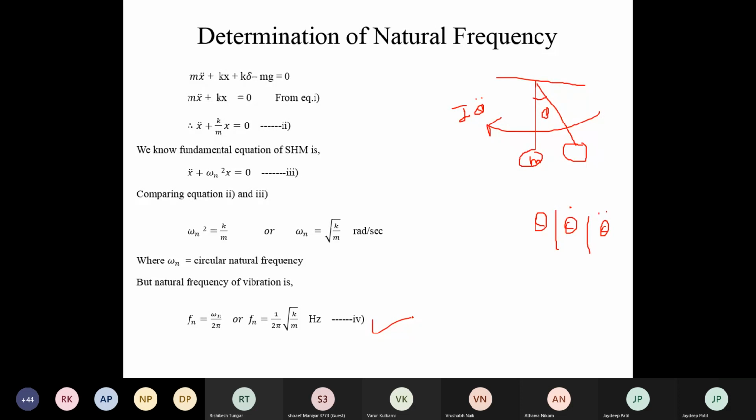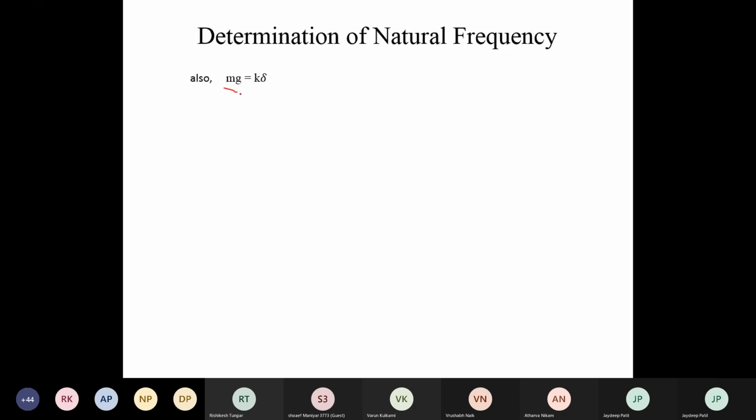Now Fn is obtained here. Now we know at that time mg is equal to k delta. So k by m is equal to g by delta. Now instead of k by m in the frequency, you have to put the value of g by delta. What will come here? Fn is equal to 1 upon 2 pi under root of g by delta.